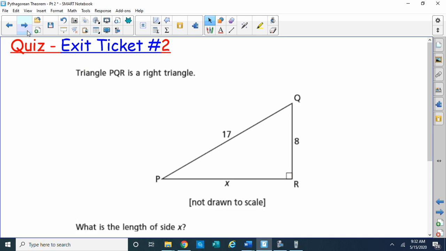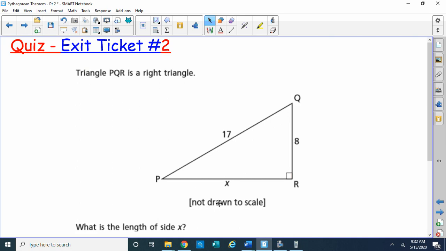I got this from a state test from some time ago, so if you can do it, you're doing very well. And it says not drawn to scale. I see we have 8 on this side, there's 17, and we have an 8 there on the bottom. So what's the length of side X? So hopefully you can do it. If you can, you're in good shape.